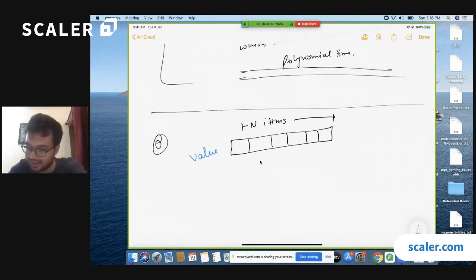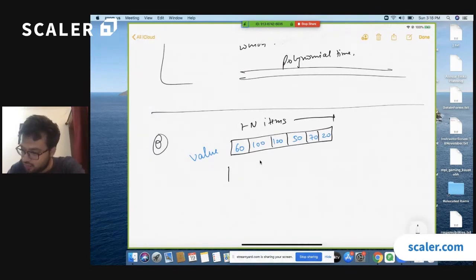Okay, so every item has some value. Let's assume the first item costs rupees 60. The other item has the value of rupees 100. The third one has, let's say, 120. Fourth one is 50. Let's assume the sixth one is 70, and the last one is, let's say, 20. These are the values of those items. Okay, every item has a value.